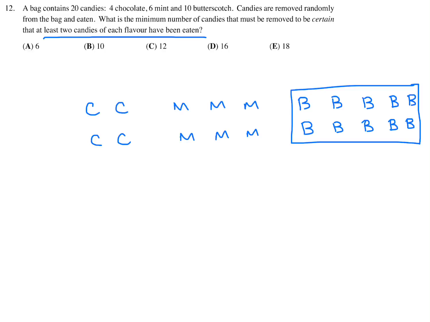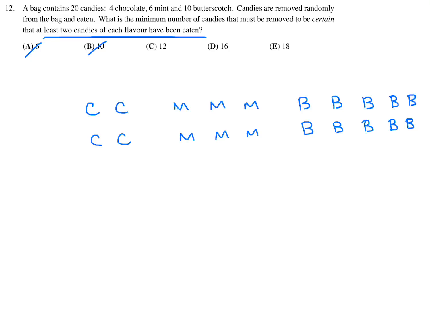You don't know what they are. You're not able to see them, I guess. They don't really explain that very well, but I'm assuming you're just grabbing them out of a bag. So if you grab 10, it's unlikely, but it's possible that you could grab all 10 butterscotch. And if that is indeed the case, then you certainly haven't eaten 2 of each flavor. You haven't eaten any of the chocolate or the mint. So that scenario is not right, so we can eliminate A and B.